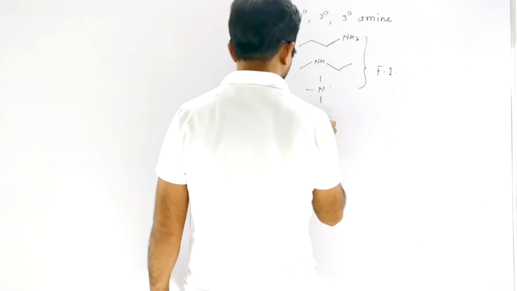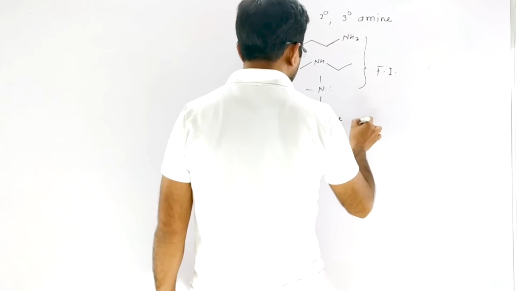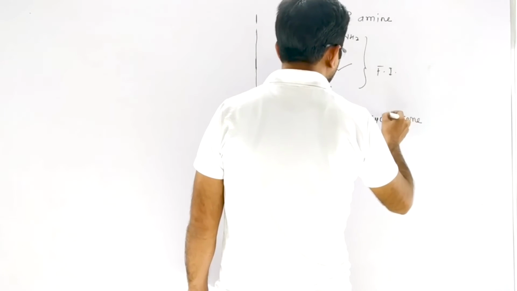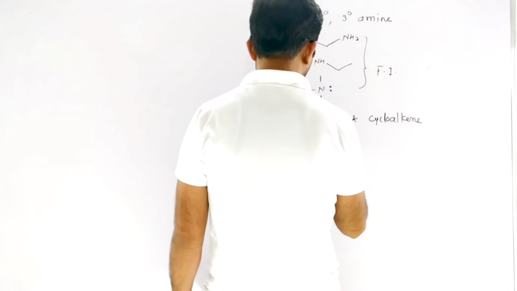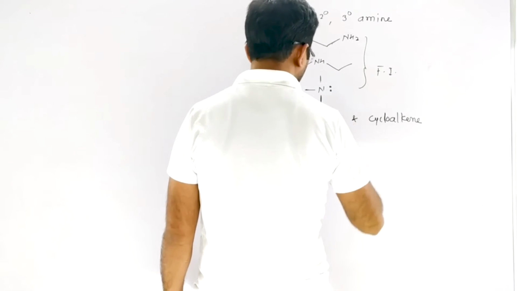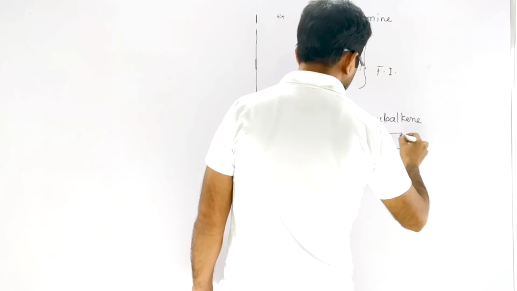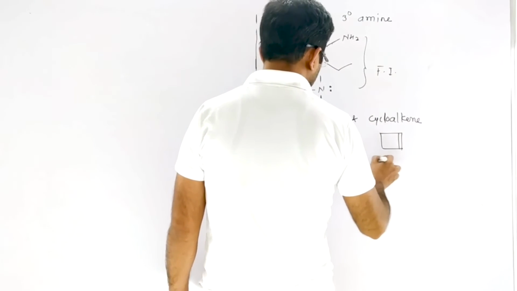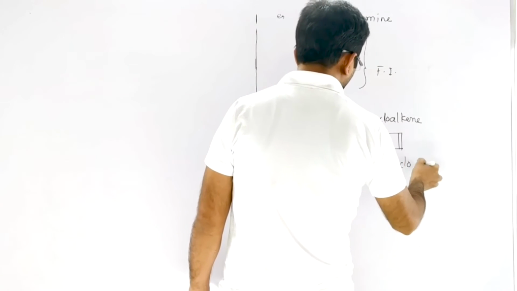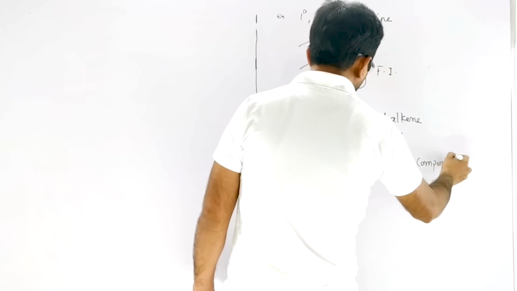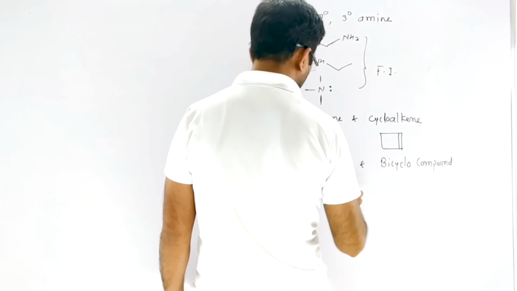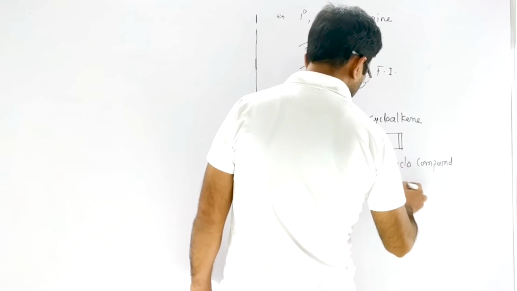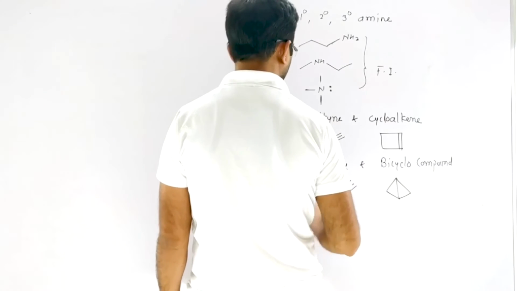Similarly, alkene and cycloalkane. Alkene and cycloalkane are functional isomers, like 1-butene and cyclobutane. Similarly, alkyne and bicyclo compounds are also functional isomers. Like we have an alkyne and these are bicyclo, so these are functional group isomers.